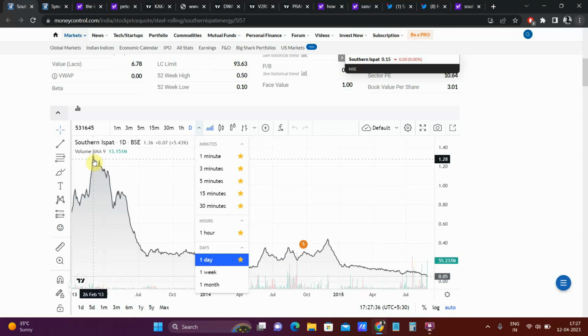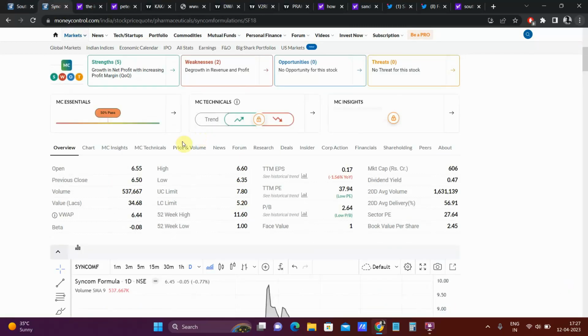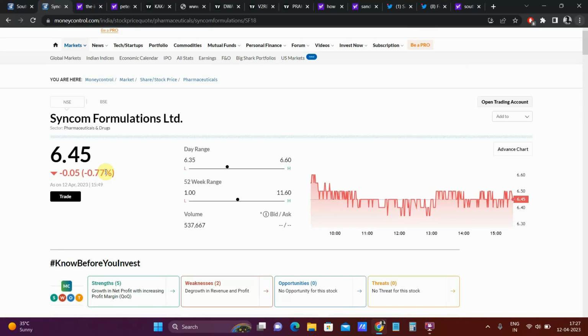And then what happened? I met a guy at work, and I was just looking at this particular stock, Syncom Formulations. I used to just look at these penny stocks, single digit stocks, because when you are just beginning, you want to have a larger quantity of a smaller stock. That is what a lot of people do. The guy saw what I was doing on the mobile app. Moneycontrol back in those days, 2015, 16, 17, 18, was very popular. A lot of people used to do this.